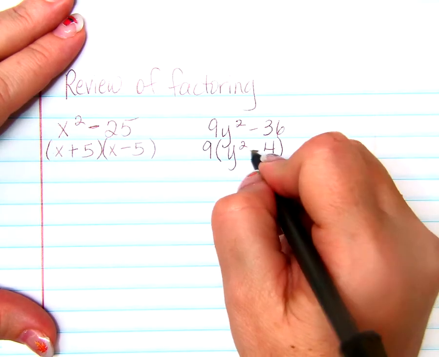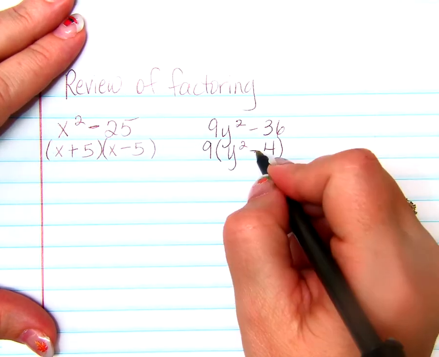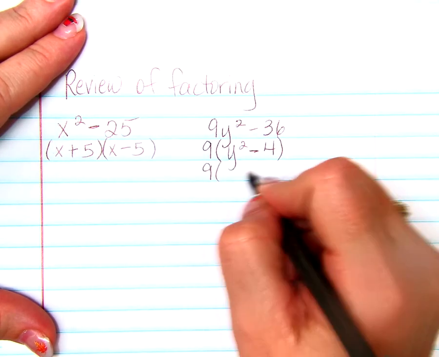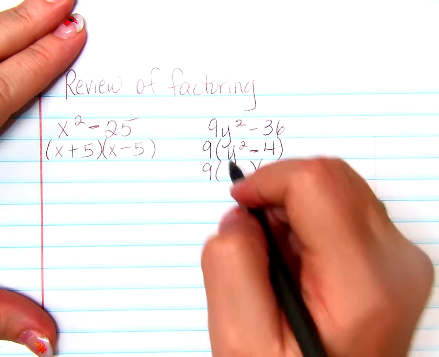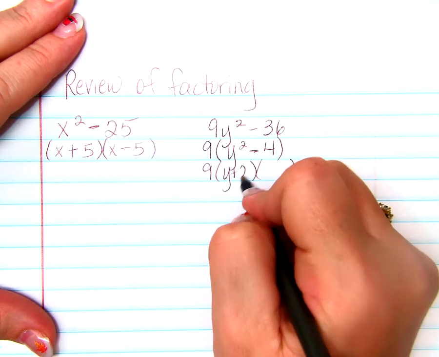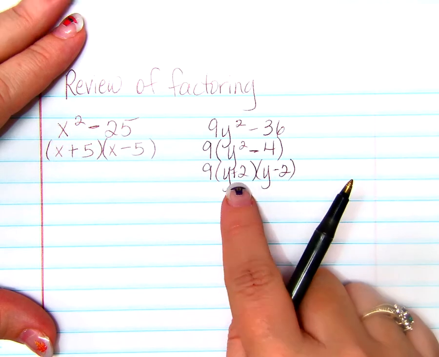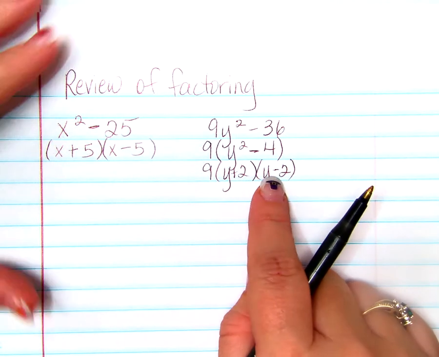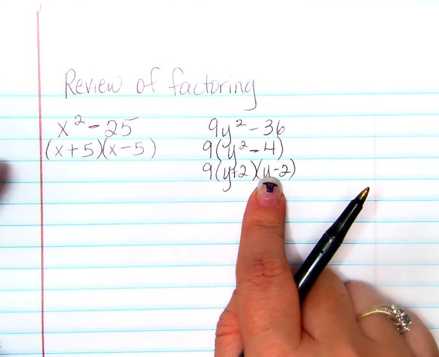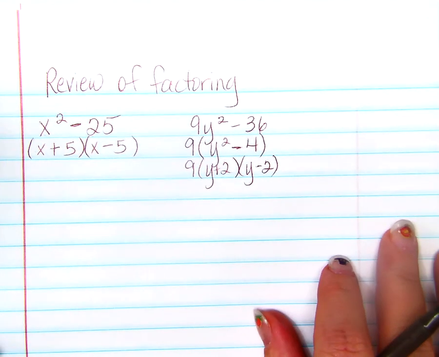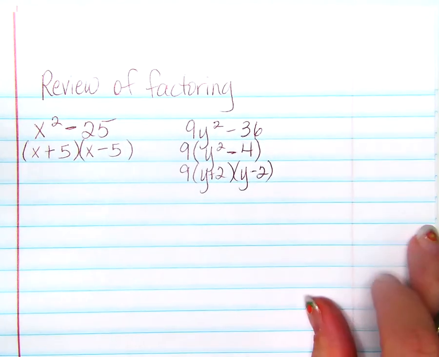Now y squared minus 4 is also the difference of squares. So from there, we can get our 2 binomials. One will be y plus 2, and one will be y minus 2. And remember, it doesn't matter which one goes where. This could be the y minus 2, this could be the y plus 2, because it doesn't matter what order we multiply in. So there's 2 examples of things you might see.